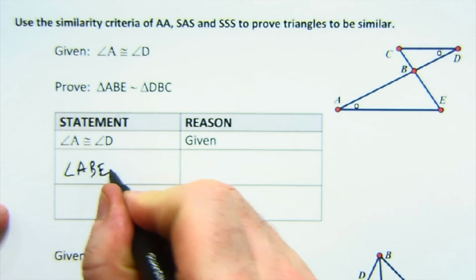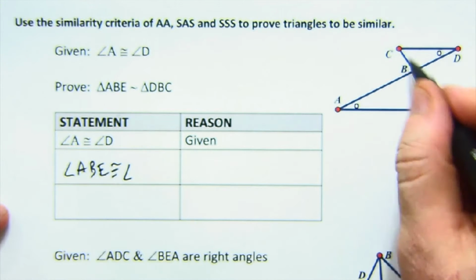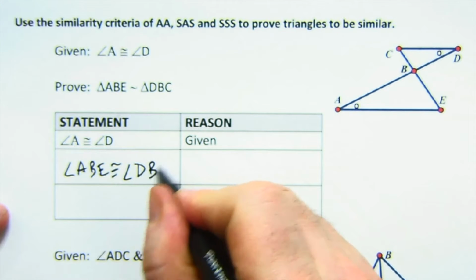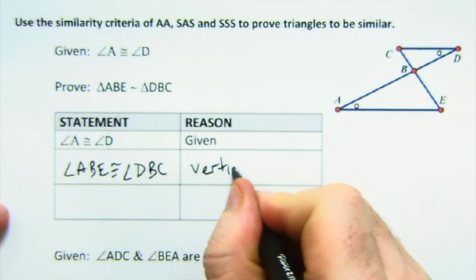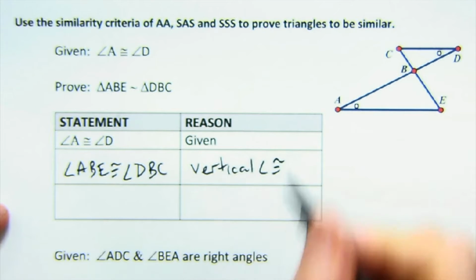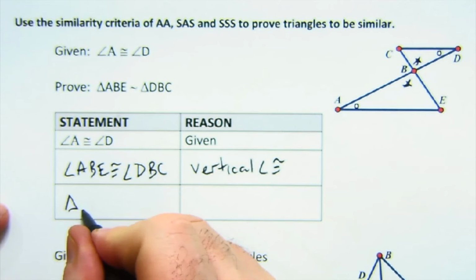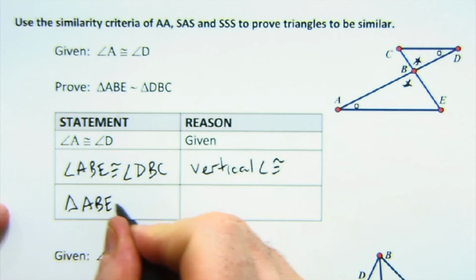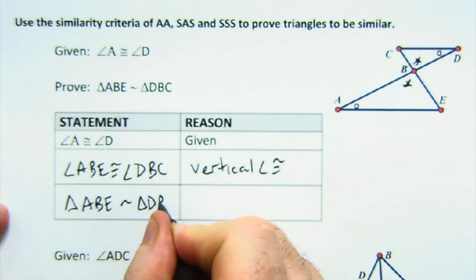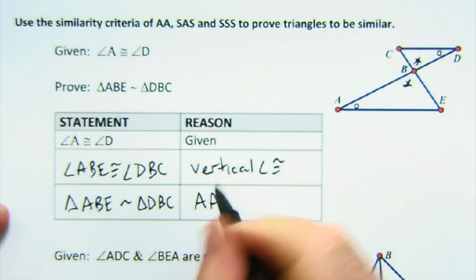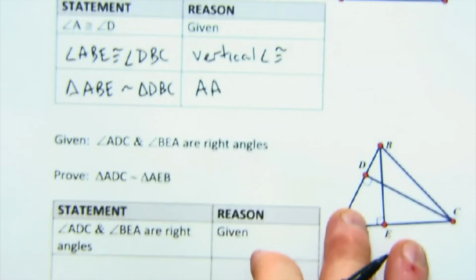ABE would be congruent to DBC. Vertical angles are congruent, and so these are equal. And now I'm ready to say triangle ABE is similar to DBC by AA. You don't get nicer stuff than that.